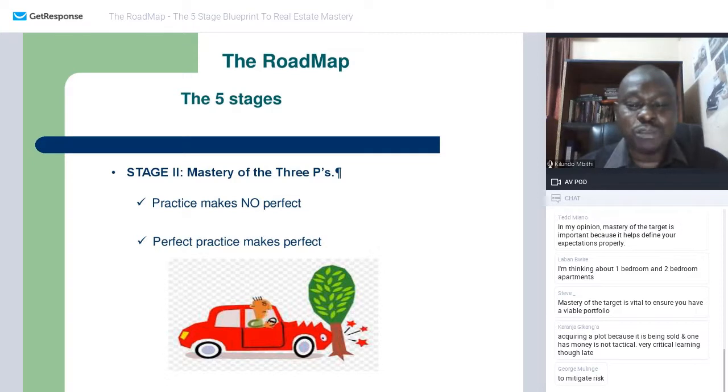Yes, George says practice is important to mitigate risk. Wonderful. Beautiful, George. So small is good to mitigate risk, to mitigate mistakes, because it's natural.